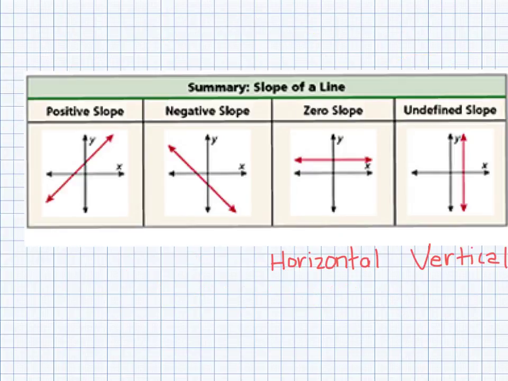Here are the 4 slopes that I've talked about. We have the positive slope, which is going in this direction. We have a negative slope, which is going in this direction. We have a 0 slope, which has no x, and we have an undefined slope, which has no y. The 0 slope is horizontal, and the undefined slope is vertical.